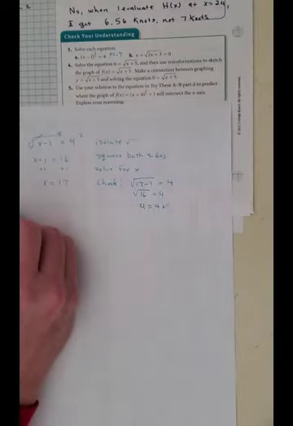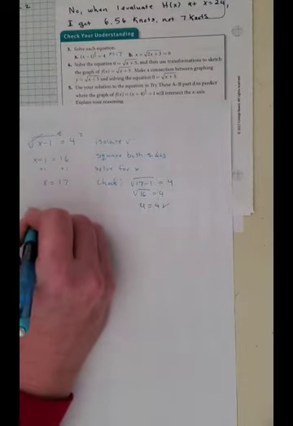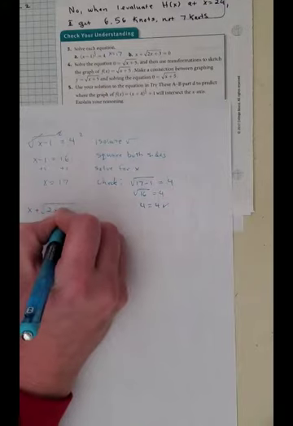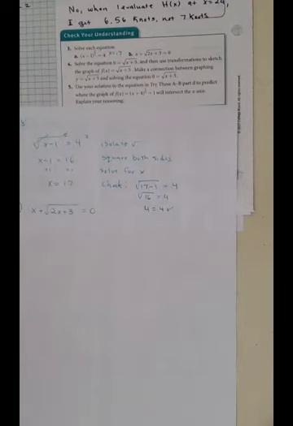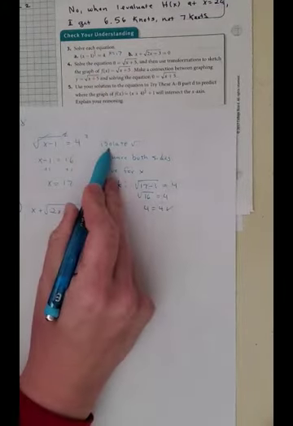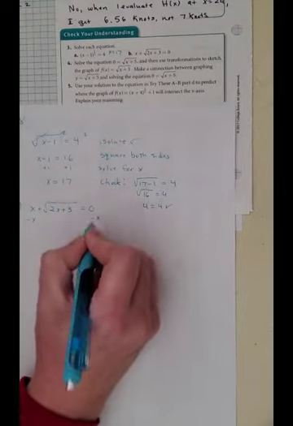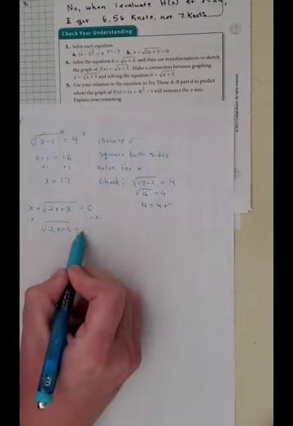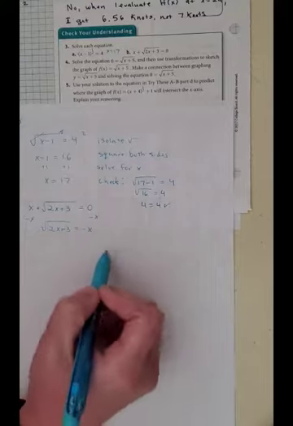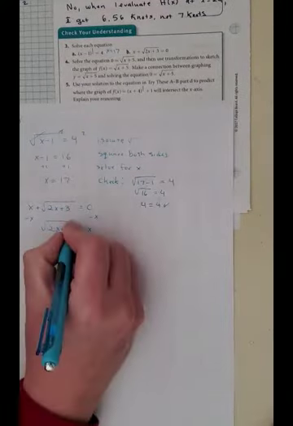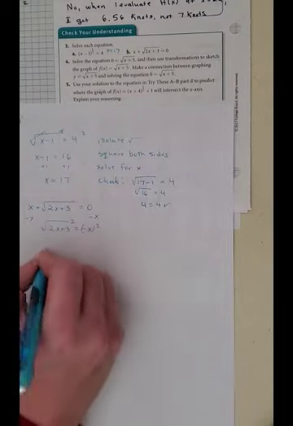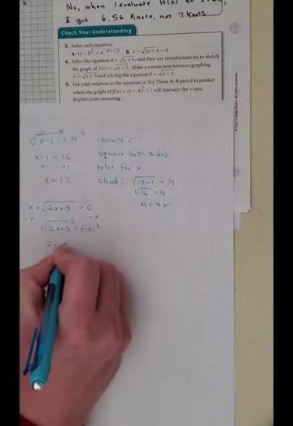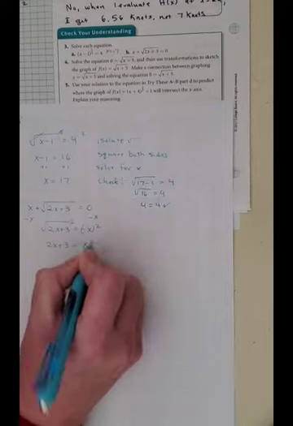The next one, for b, I have x plus square root 2x plus 3 is equal to 0. So I'll isolate my radical, subtract x from both sides. That gives me square root 2x plus 3 equals negative x. Remember, equaling a negative variable is okay because x may be negative, and then this will become positive. Now I will square both sides. I get 2x plus 3 is equal to x squared.